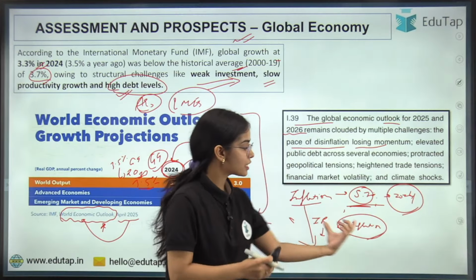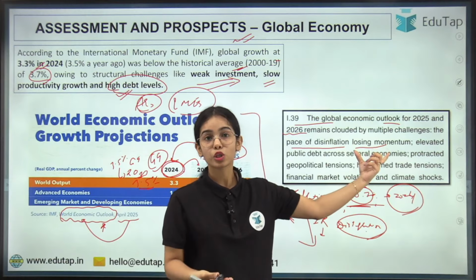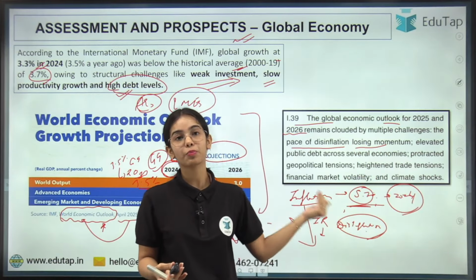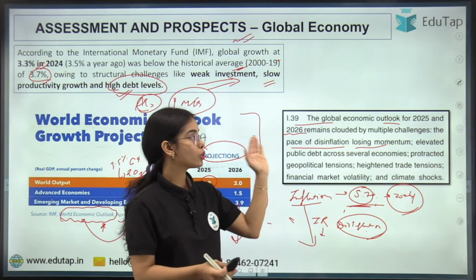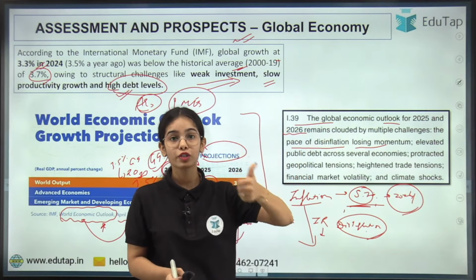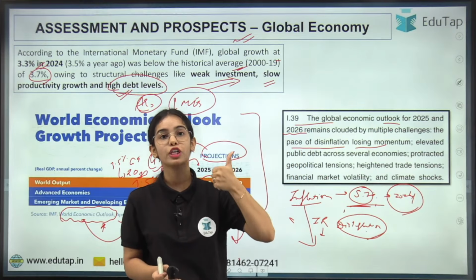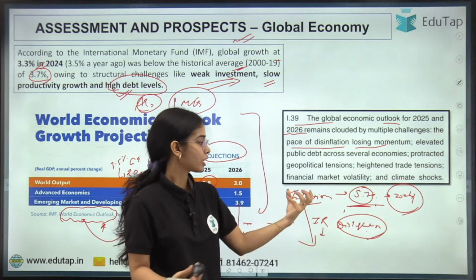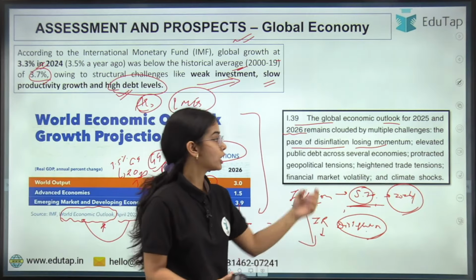But what if this disinflation momentum starts losing, or what if the disinflation does not happen? Then it will create problems at the global level. So the global economic outlook for 2025 and 26 is clouded by multiple challenges. First of all, what if the pace of disinflation loses momentum? What if disinflation does not happen properly? The inflation rate does not decrease much.